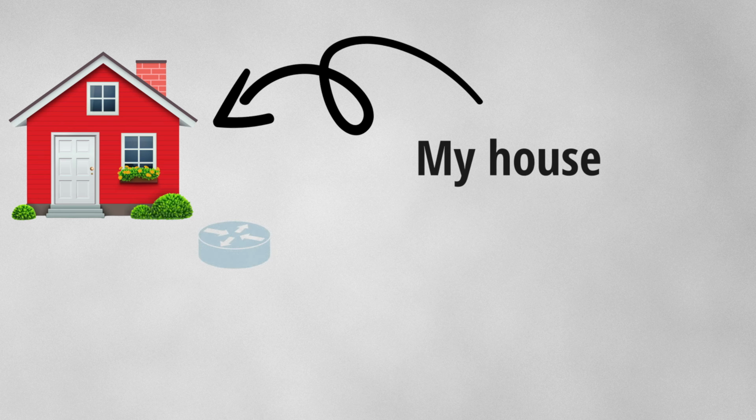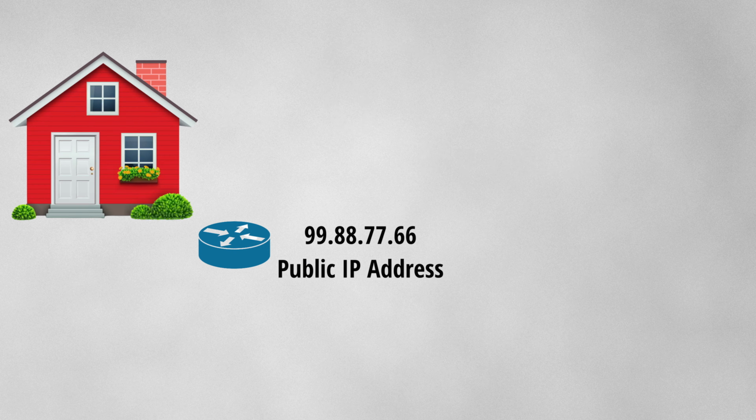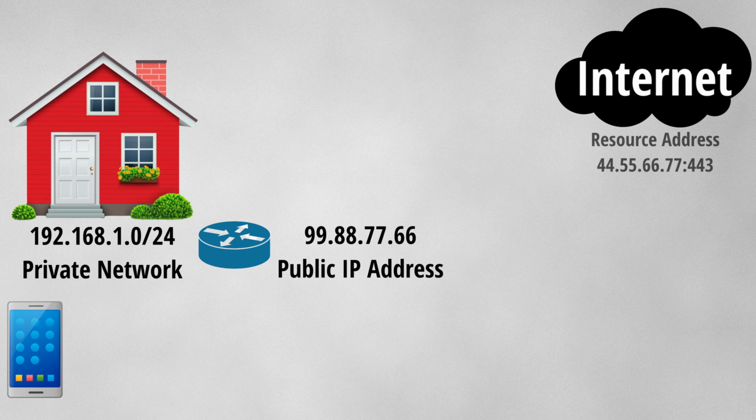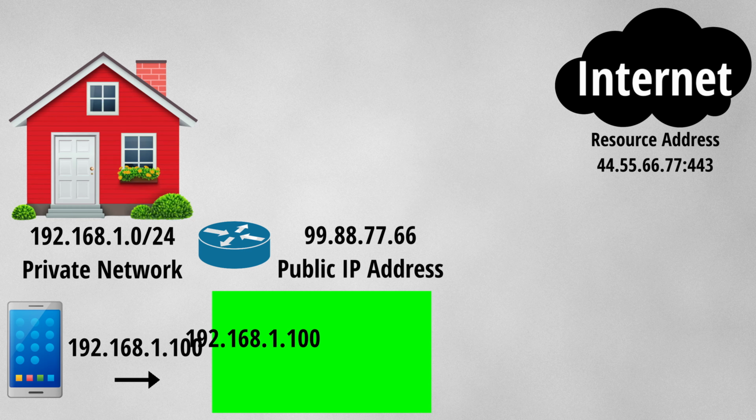My house has a single public IP address. Let's say that's 99.88.77.66. My internal network, so my private network, is on 192.168.1.0/24. I want to access a resource on the internet using my phone. My phone is on 192.168.1.100. So the source address in the IP packet will be 192.168.1.100 port 1122. The source host device will generate a random port number. It has over 65,000 ports to choose from, so I just picked 1122.